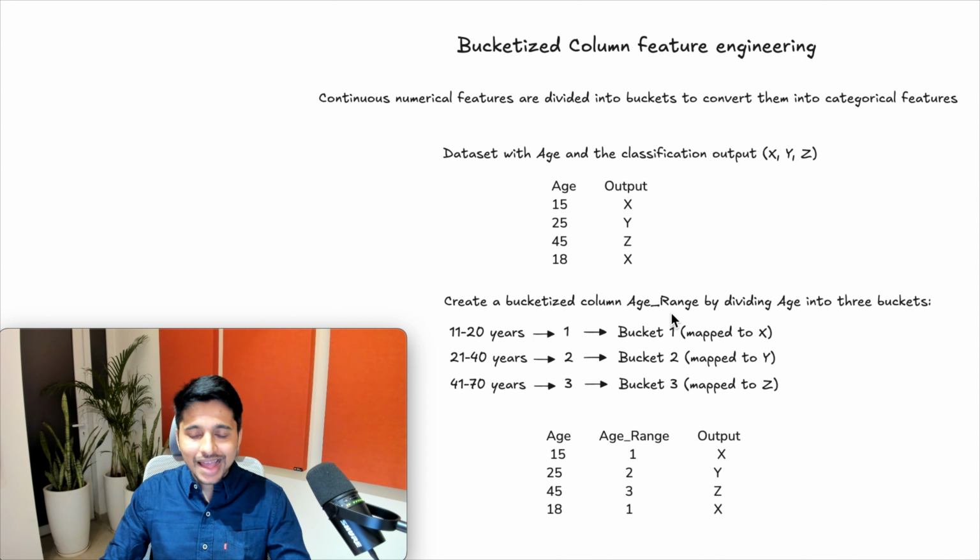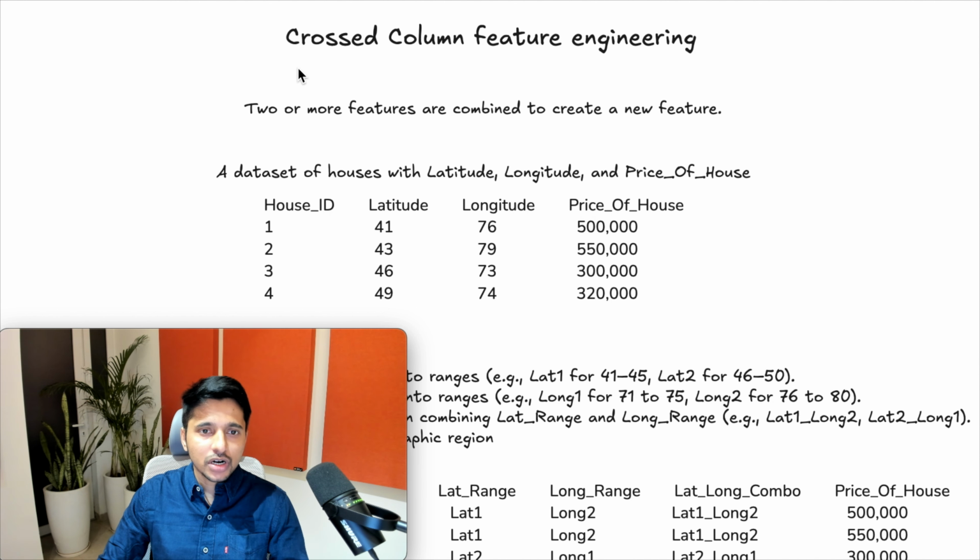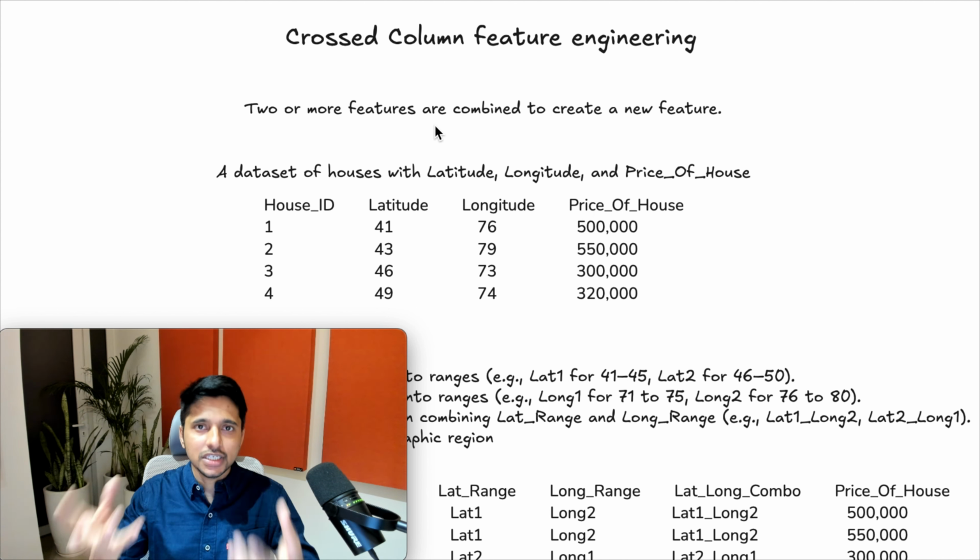in this case. And because we have done the bucketing like this, bucket 1, 2, 3, this way of doing feature engineering is called bucketized column feature engineering. Now let's take another example. Next we are going to learn about the crossed column feature engineering. So here two or more features are combined to create a new feature. We combine two or more features to create a new feature out of that.